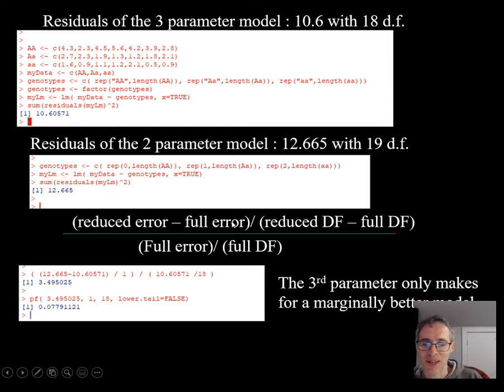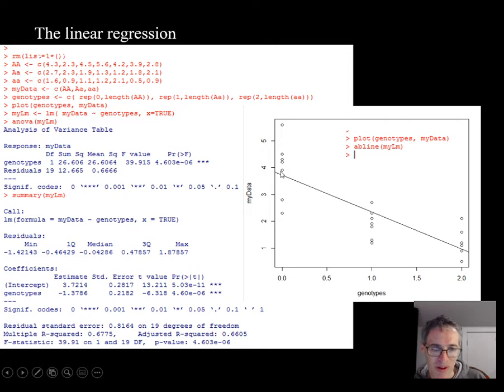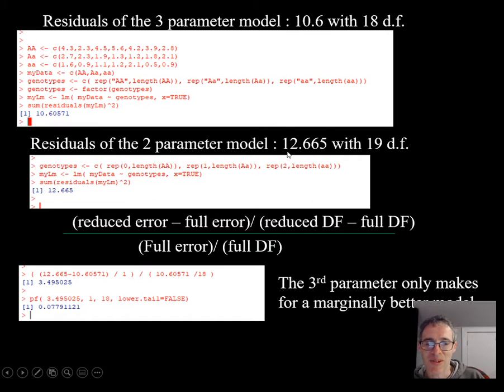So reduced error minus full error, divided by the reduced degrees of freedom minus the full degrees of freedom. Well, there's one difference in degrees of freedom between these models. This is a 3-parameter model. The parameters are 1, 2, and 3, the means of each category. This is a 2-parameter model. The parameters are the slope and the intercept. So the difference between the 2 models is 1 degree of freedom.